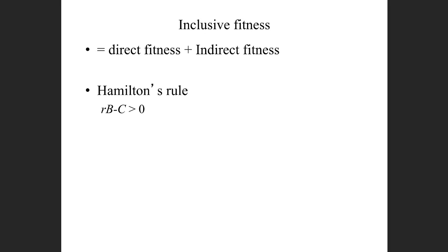So W.D. Hamilton developed this idea of inclusive fitness, which is your own direct fitness plus indirect fitness. The idea is that an altruistic behavior, a behavior that benefits others at a fitness cost to yourself, can be favored if the sum of the direct fitness loss plus the indirect fitness gain is greater than if you hadn't done that behavior. So he developed kind of a threshold: RB minus C has to be greater than 0.